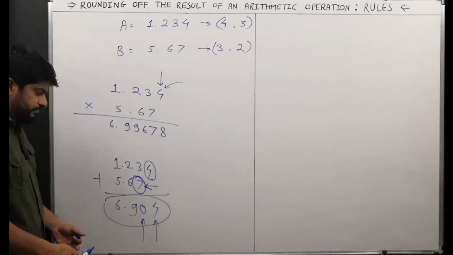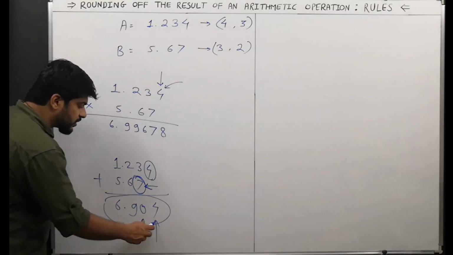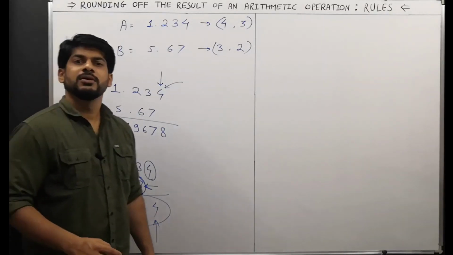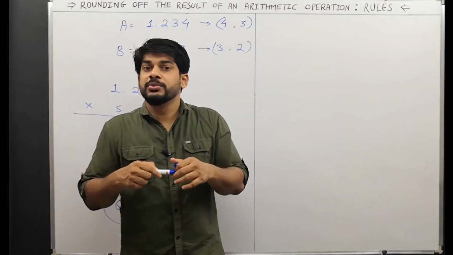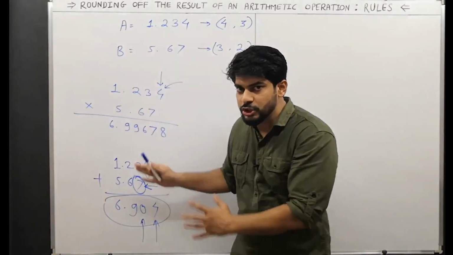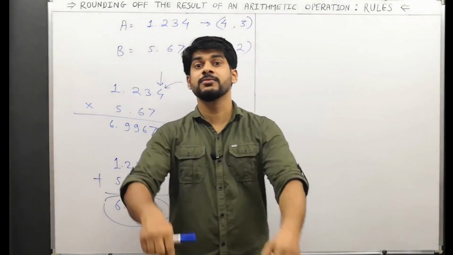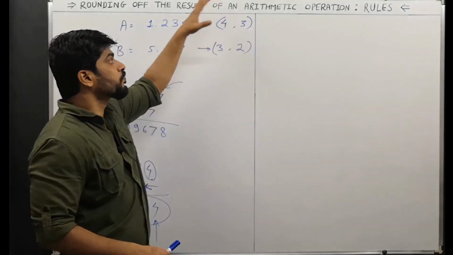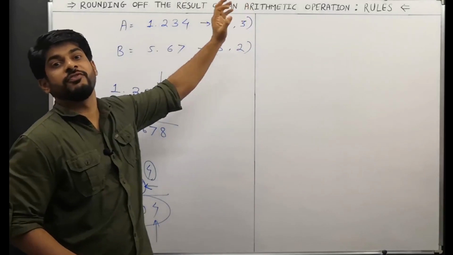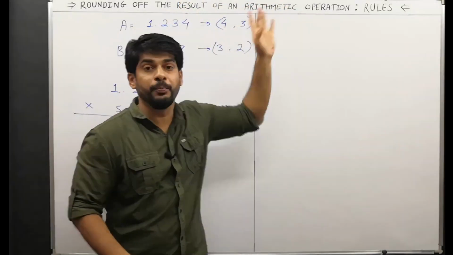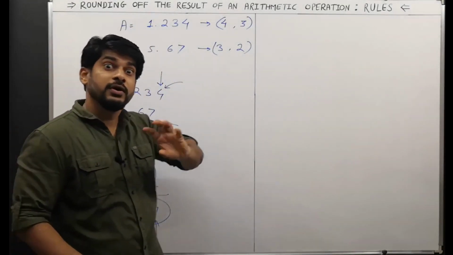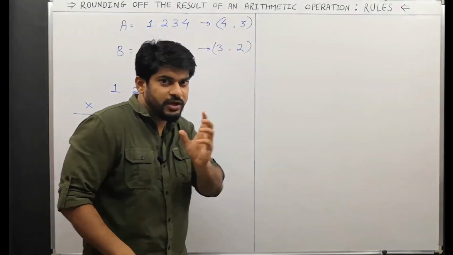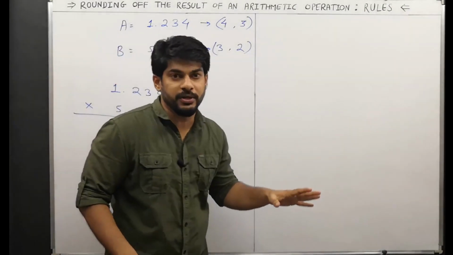So is there a necessity to write this third decimal place? Okay, so these are all questions. There must be some answers to these questions, and that is the reason why we have defined rules. We have defined rules for arithmetic operations, how to round off the result of arithmetic operations. That's why we have designed these rules properly.